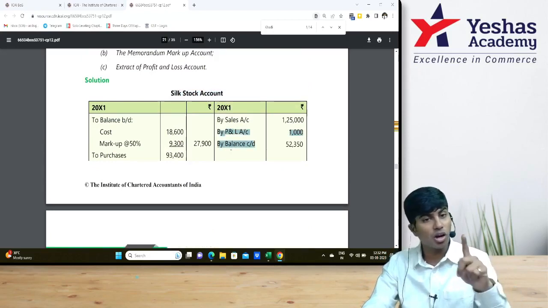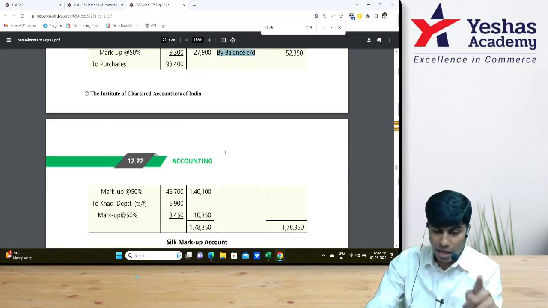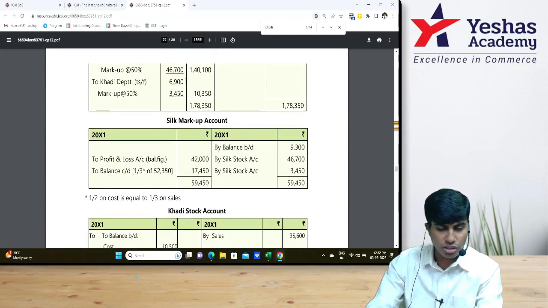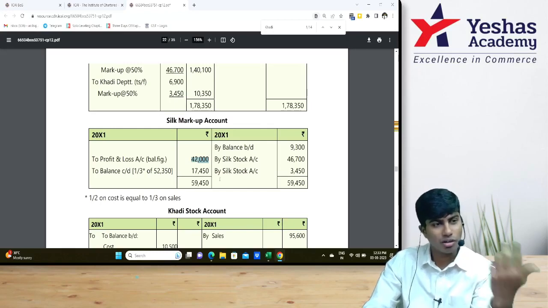In which? Stock account. Wrong. You should not be doing it. You should be doing the profit only in the markup account. And so they find 1,000 rupees difference there. They find 42,000 rupees difference here. No working note, nothing. They just write 46,700, 3,450. They won't tell markdown on what, markup on what.